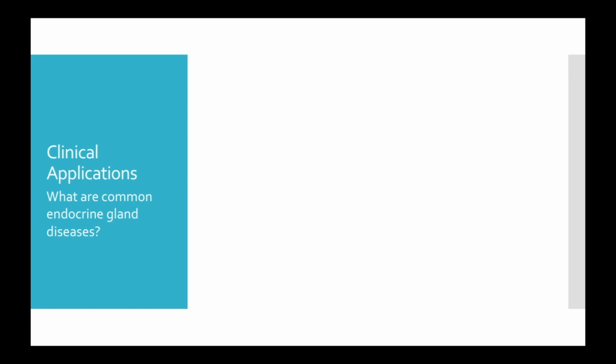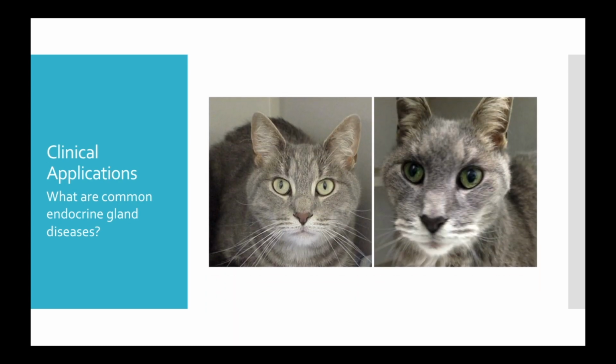So what are common endocrine gland diseases? Now, the endocrine glands we already talked about. We have examples of the adrenal gland, the thyroid gland, the pituitary gland. What are some common endocrine gland diseases? Well, we've got hyperthyroidism, which affects cats. Hypothyroidism affects dogs. And hyperthyroidism, essentially, there's either a lack of a feedback loop happening in the thyroid gland, or the thyroid gland is malfunctioning, and it's producing too much of the thyroid hormone.